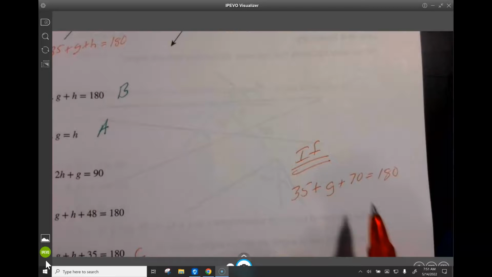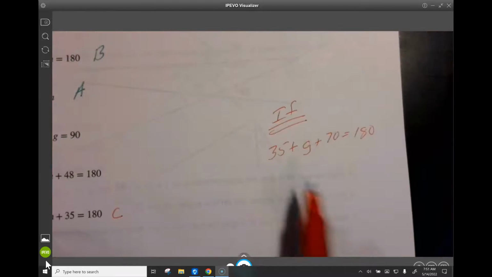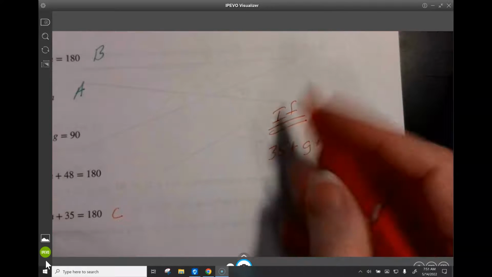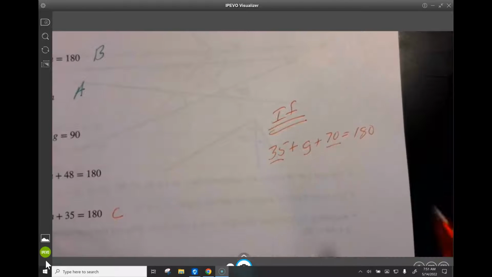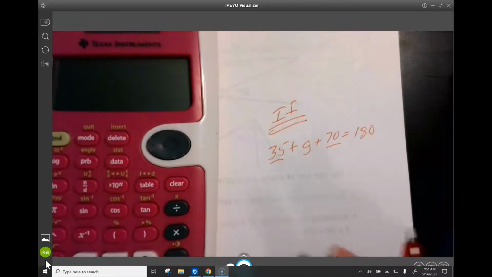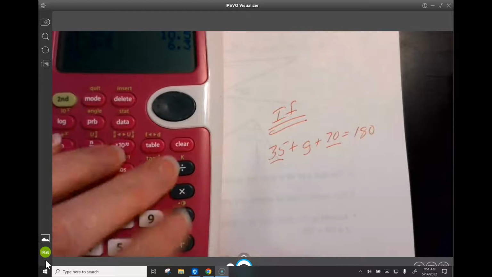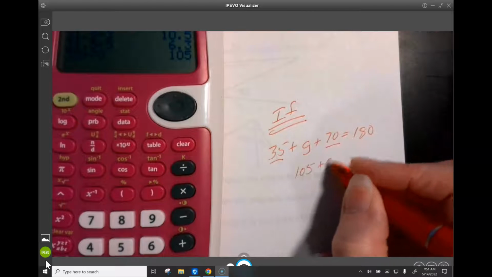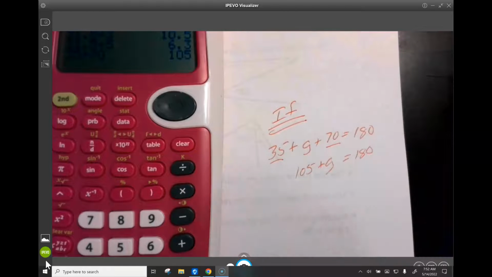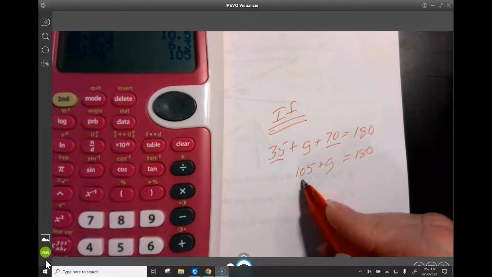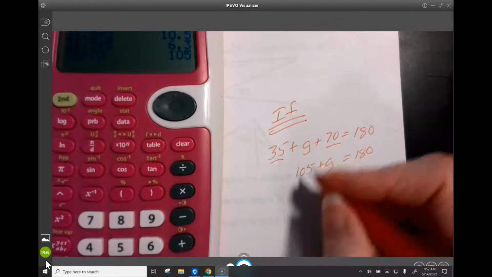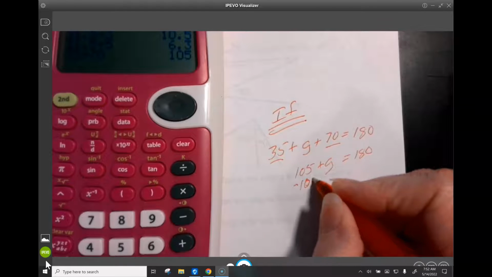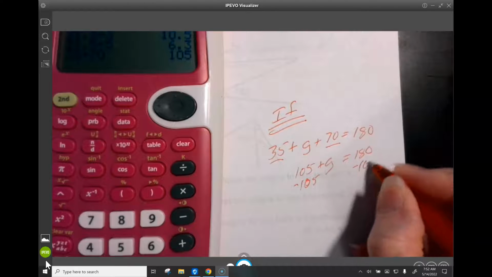So what I did is I'm just pretending that they told me that angle H was 70, and I'm going to solve this equation. So the first thing I do is I notice that I have like terms. So I'm going to add those like terms together. So 35 plus 70 is equal to 105. Okay, now I have to solve for G, so that means I want to get rid of the 105, so I'm going to subtract 105 from both sides.